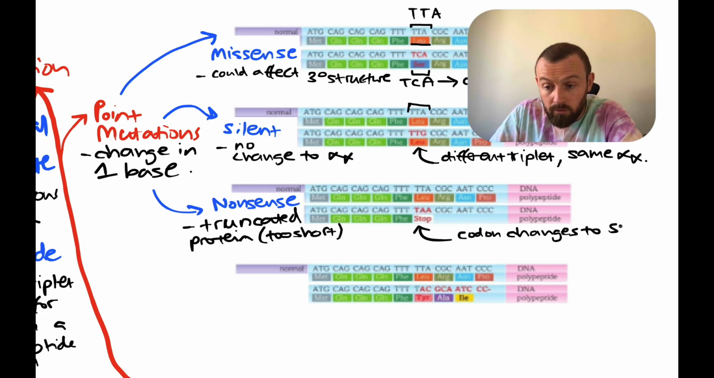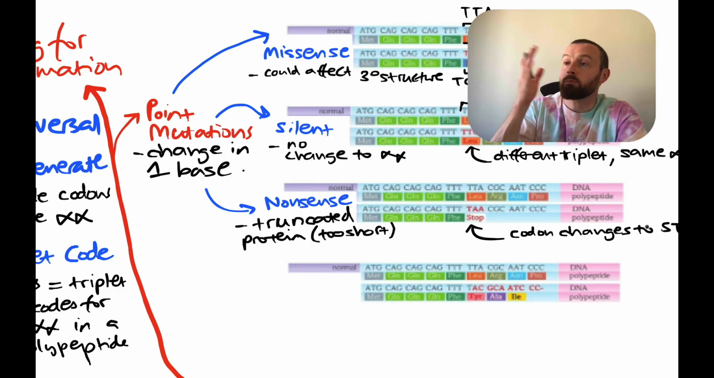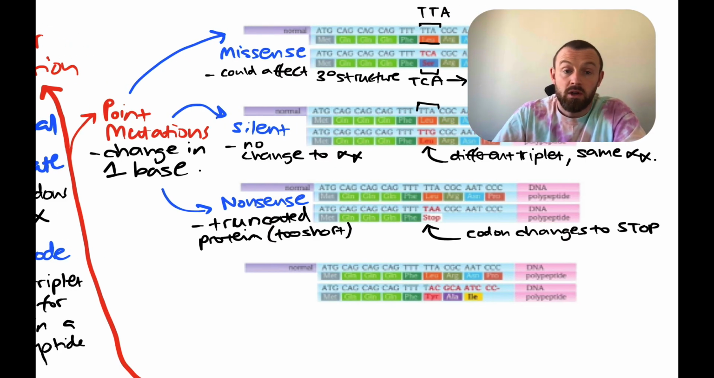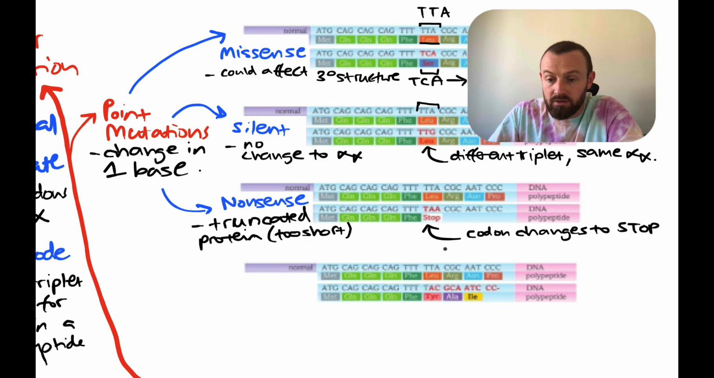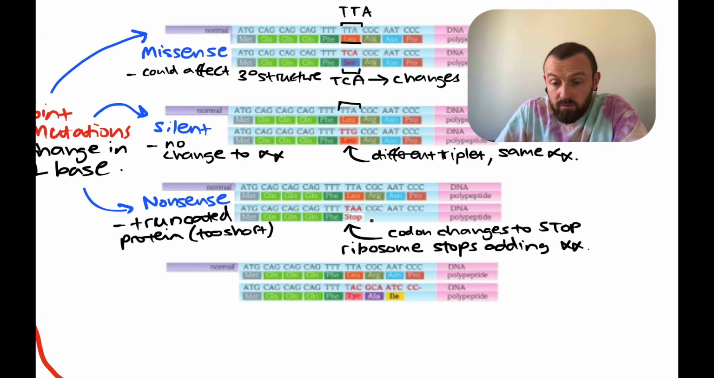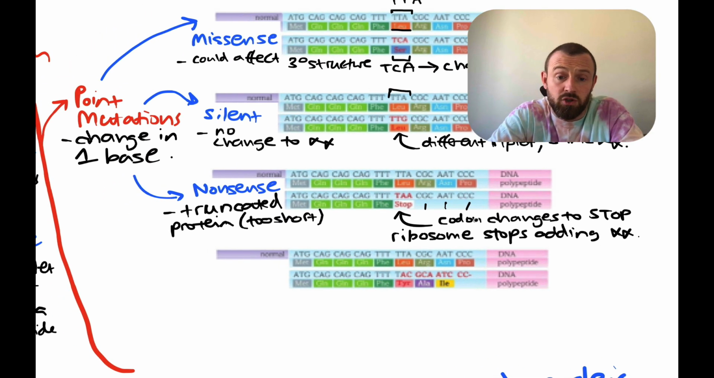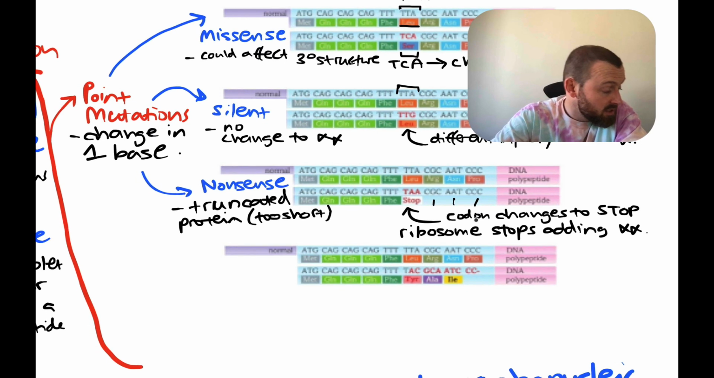And if we have a stop codon, what that means is the ribosome stops adding amino acids when it gets to that stop. So the ribosome stops building the protein. We could write underneath: ribosome stops adding amino acids. So it stops here, and all of these amino acids are missing. We could have a protein produced that is many hundreds of amino acids too short. So it's obviously not going to work properly.